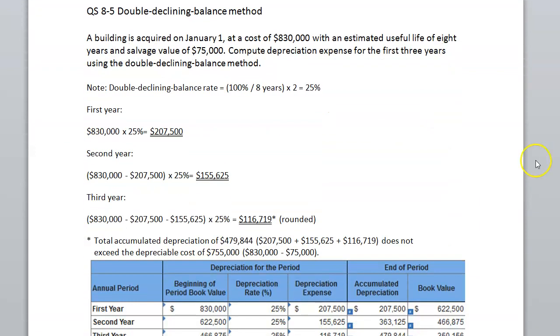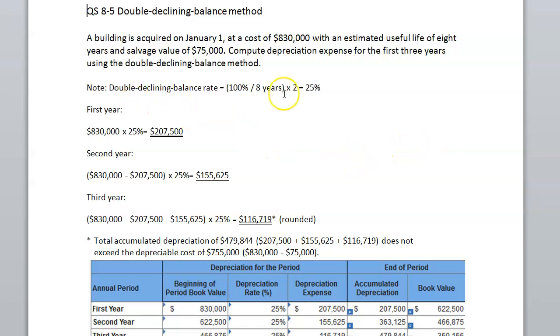Now the next method is a little bit more complicated, double declining balance method, but really we're just going to set up a table to calculate it. A building is acquired on January 1st at a cost of $830,000 with an estimated useful life of 8 years and salvage value of $75,000. Compute depreciation expense for the first 3 years using the double declining balance method.